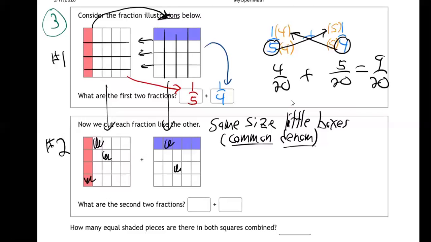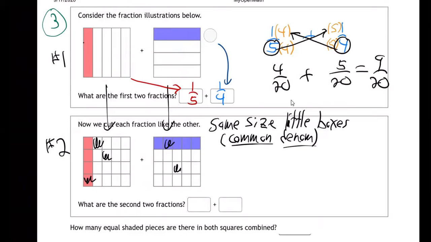Let me go back. Now, before I put these extra bars in, this was 1/4 right here, and this is 1/5. That's not the same size. So the bars were not the same size originally, but then we share each other's lines with the other one, and they all become the same size. Common denominator. That's what you're really doing when you make a common denominator. That's a picture of it.